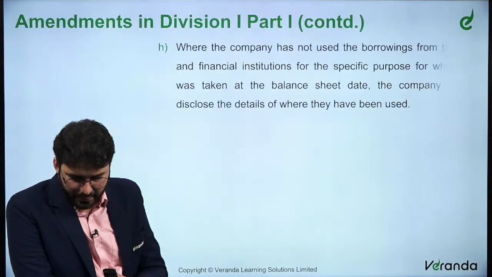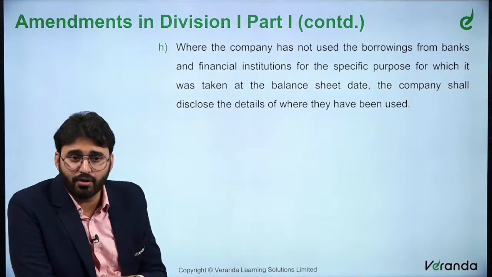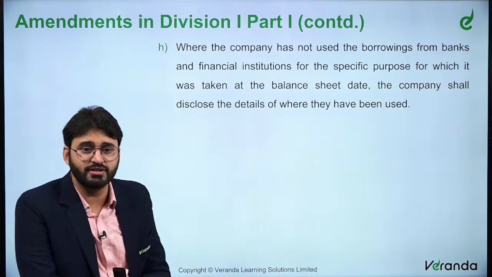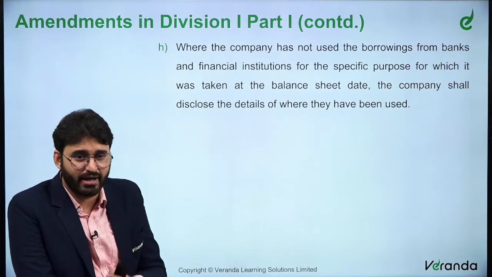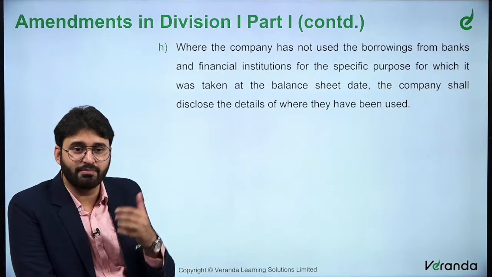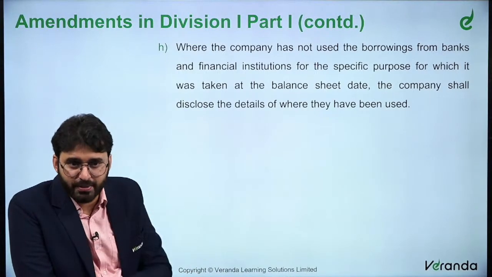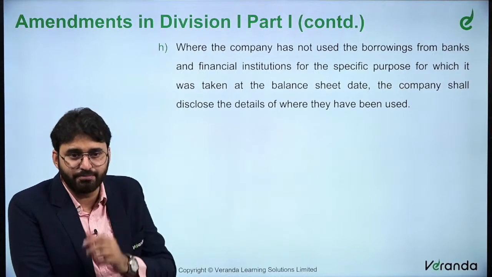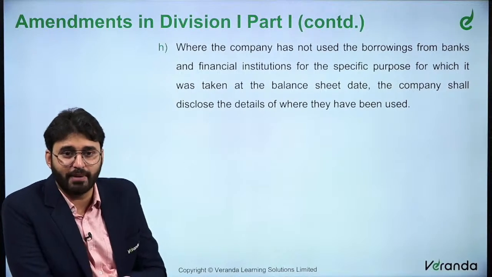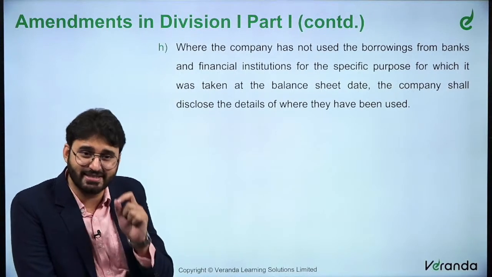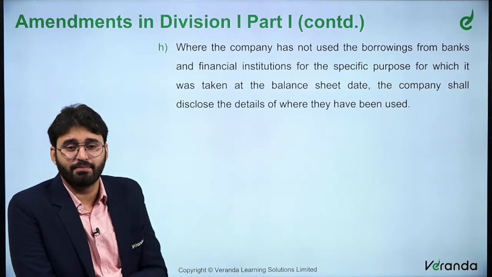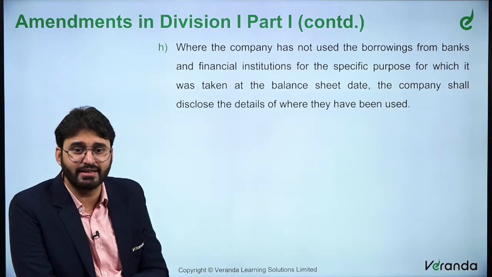Now, again a very, very important point. Amidst all these frauds that are happening with respect to bank frauds, where people take money for some purpose and utilize it for some other purpose, to tackle all that, this important information has to be given. If the company has not used the borrowings from the banks and financial institutions for the specific purpose for which they were taken at the balance sheet date, the company shall disclose the details of where they have been used.